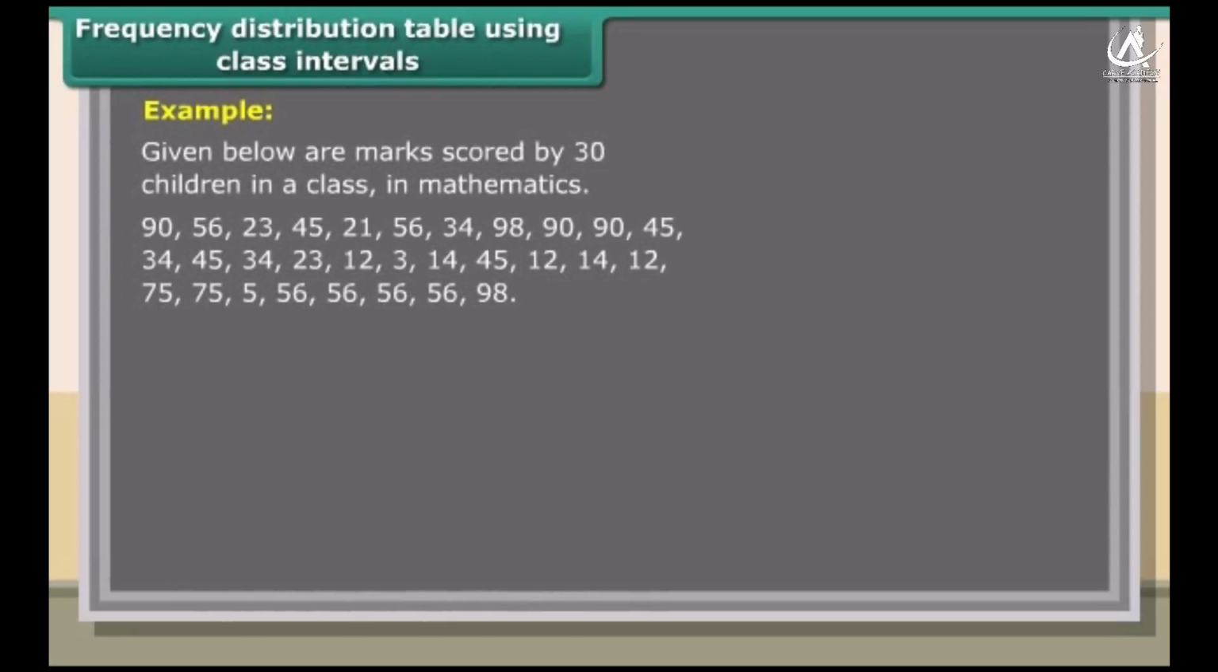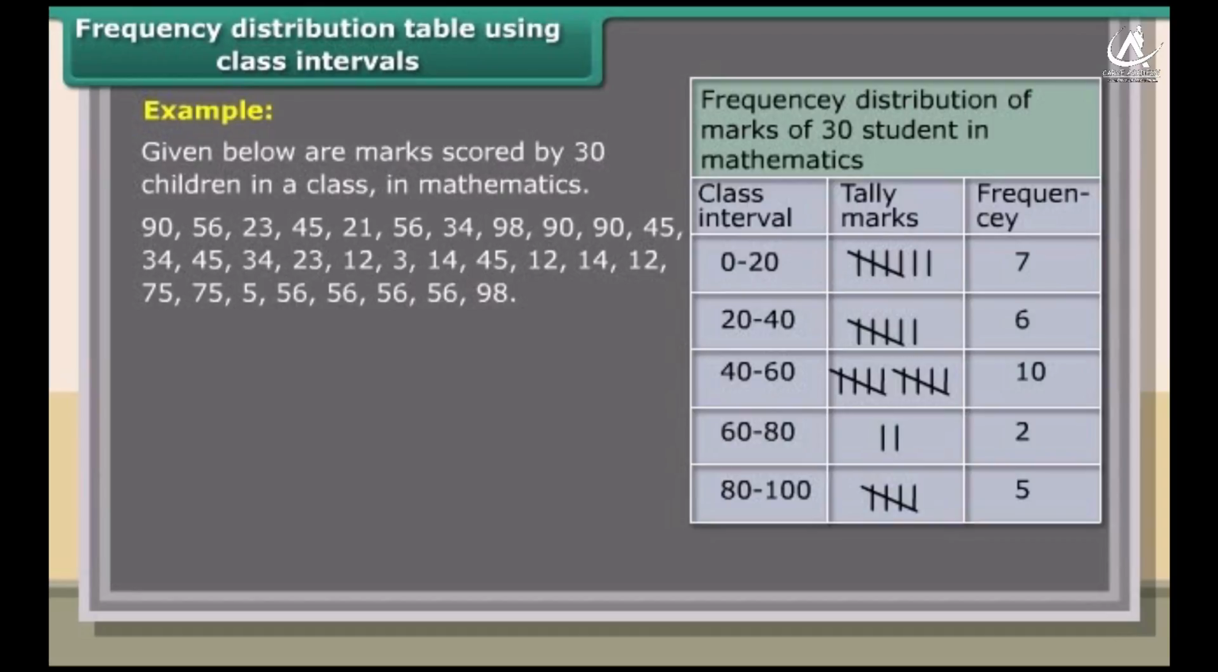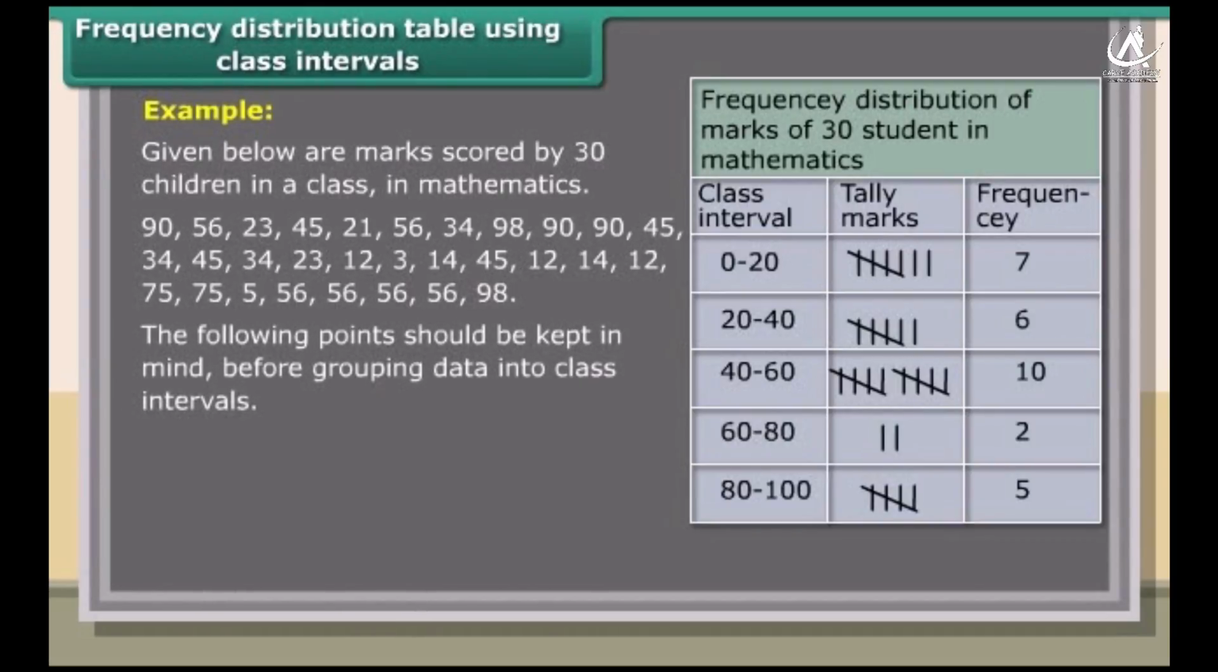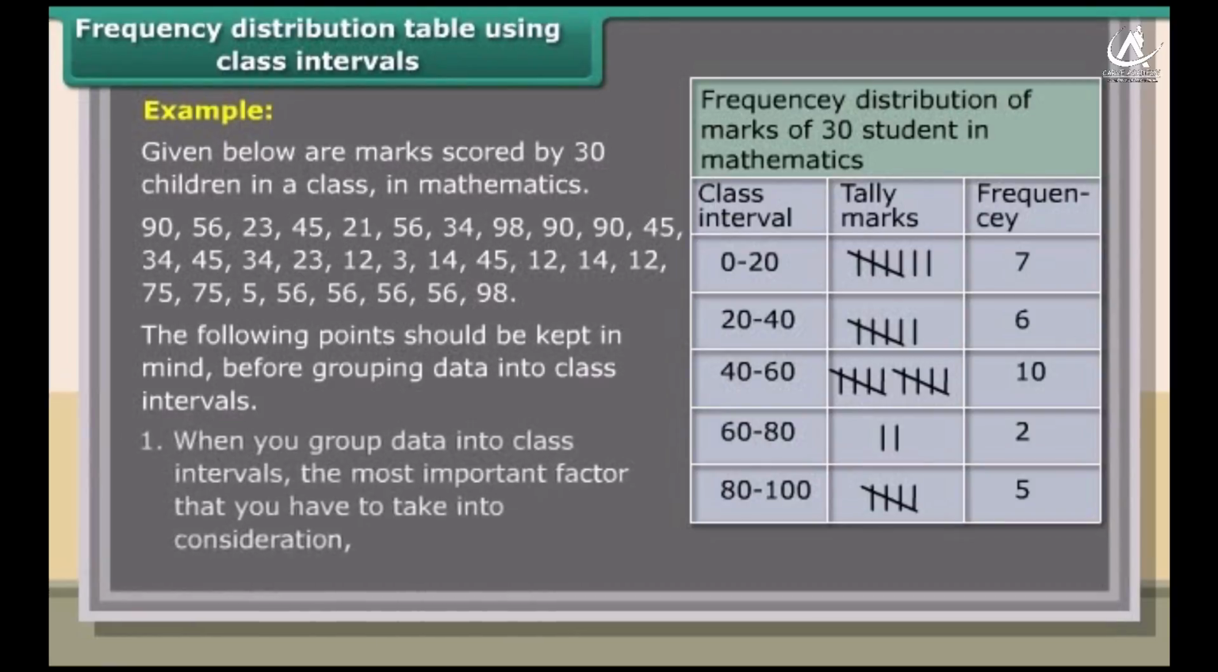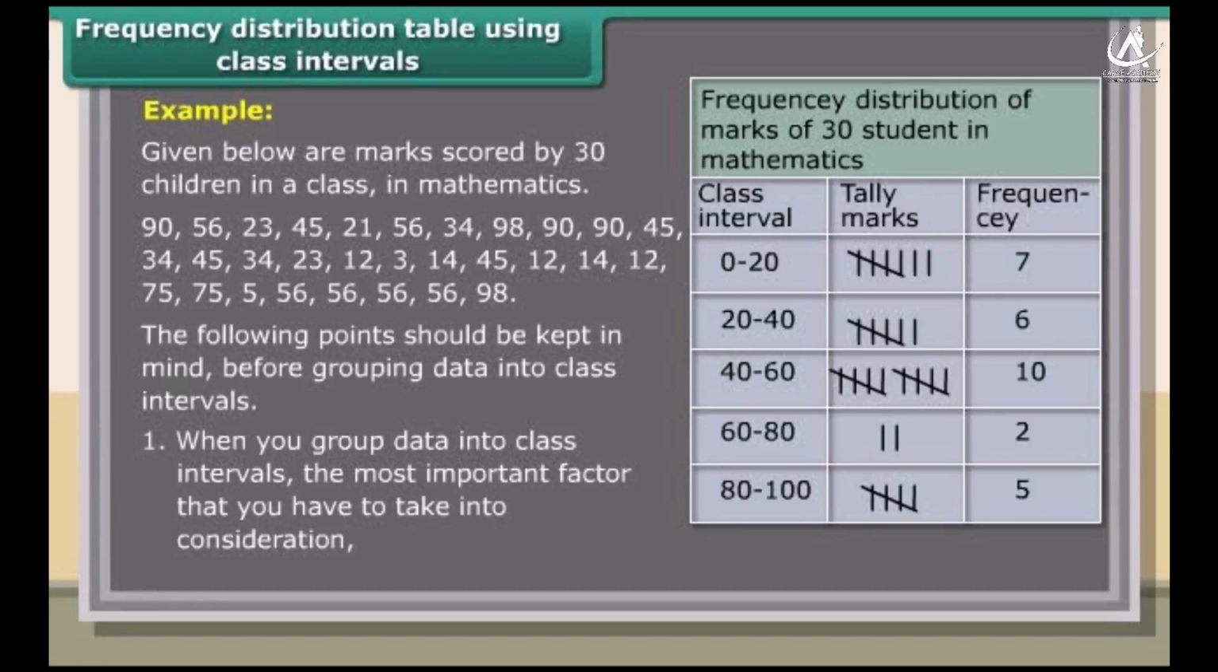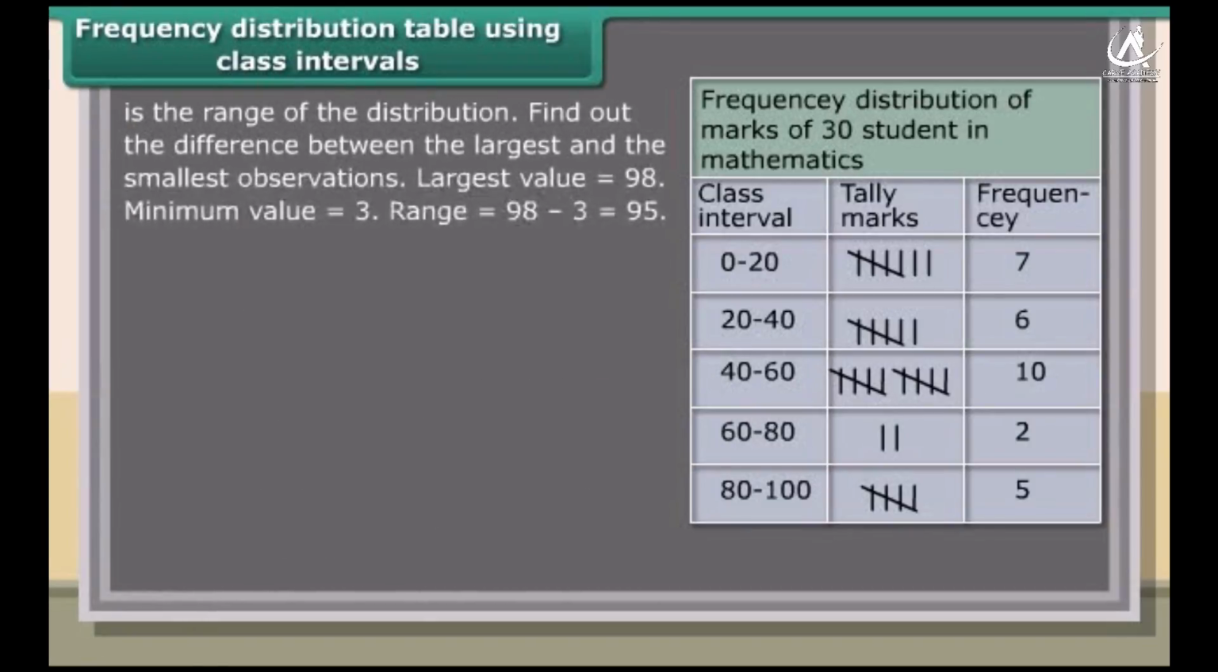Frequency distribution table using class intervals. Example. Given below are marks scored by 30 children in a class in mathematics. The following points should be kept in mind before grouping data into class intervals. 1. When you group data into class intervals, the most important factor that you have to take into consideration is the range of the distribution.